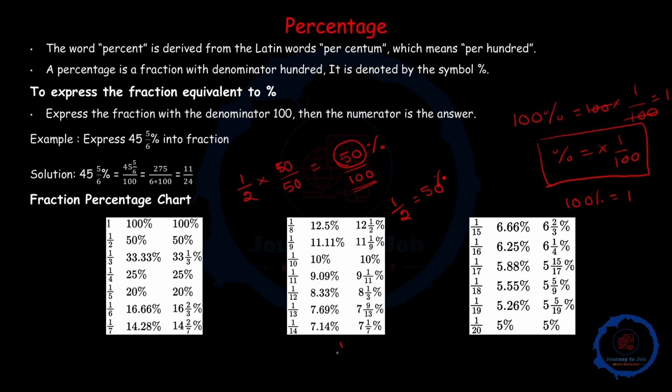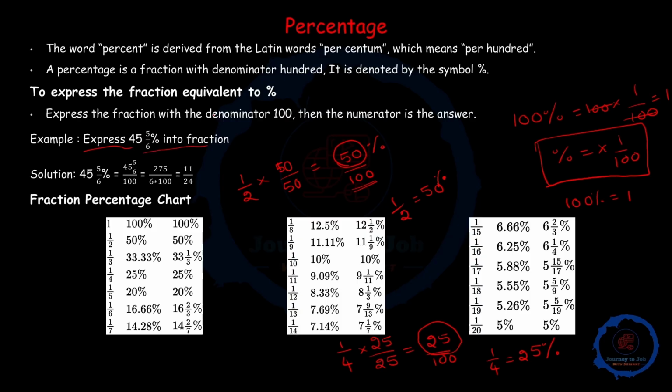Similarly, take 1 by 4, multiply numerator and denominator with 25. Now it will become 25 by 100. So this is the percentage value. So 1 by 4 is equal to 25 percentage. And always remember this conversion, percentage means into 1 by 100. Whenever you have to change percentage into fraction, you have to multiply with 1 by 100.